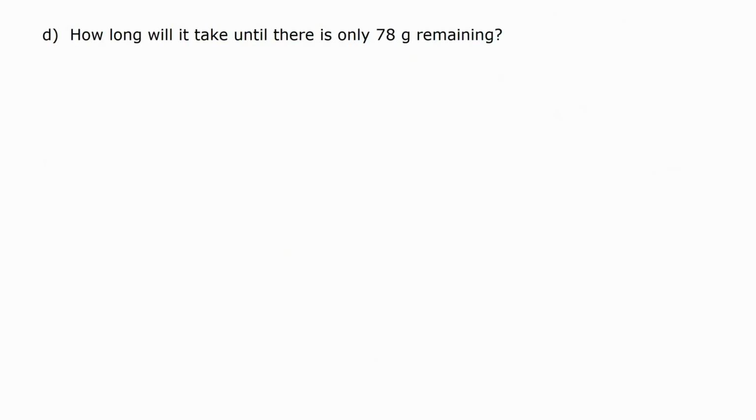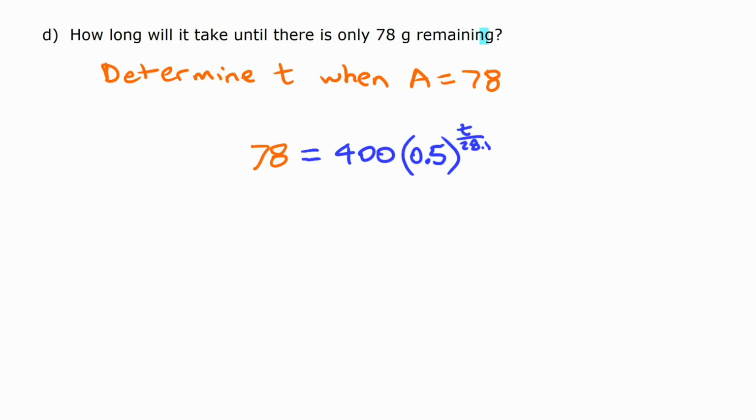The last part of this example is similar to the first one. It's a bit of a reverse here. We're asked, how long is it going to take until there's only 78 grams left? So what I mean by the reverse is, again, we have to determine a time this time when we're given a final value here. And so we can do what we did in the previous one, substitute that number in for our final value and then solve for the time to find out how long it's going to take.